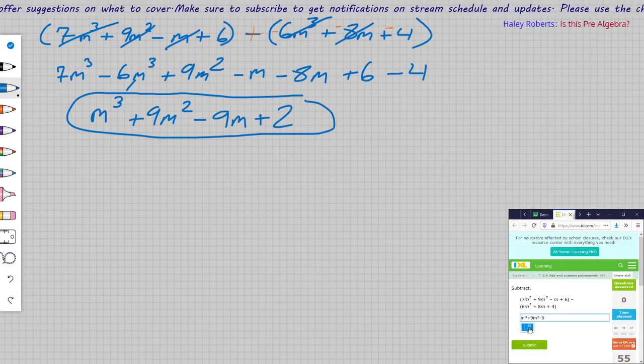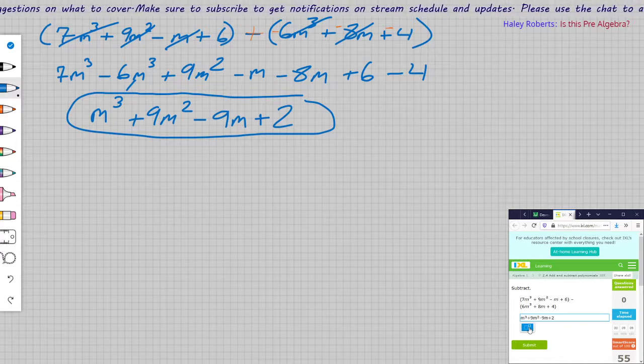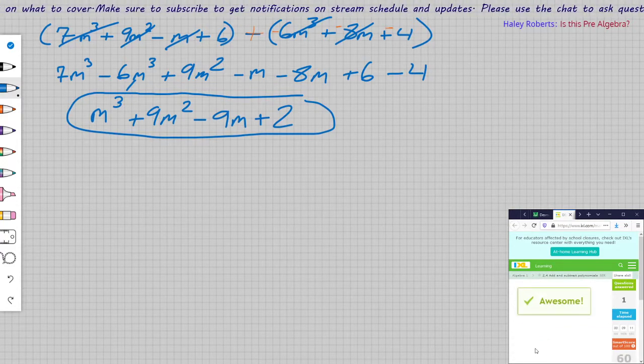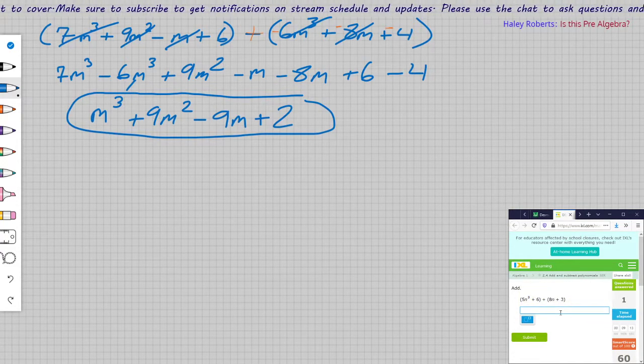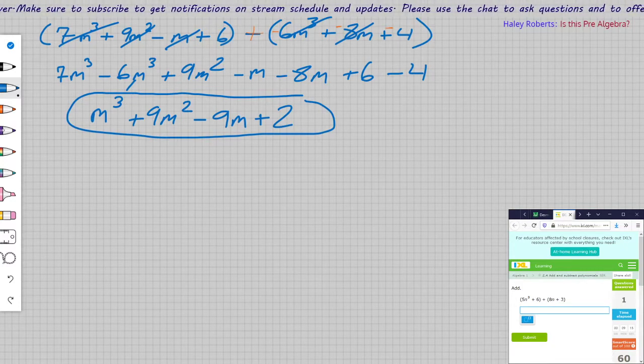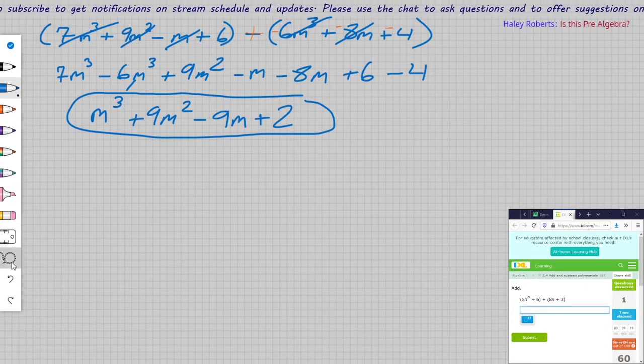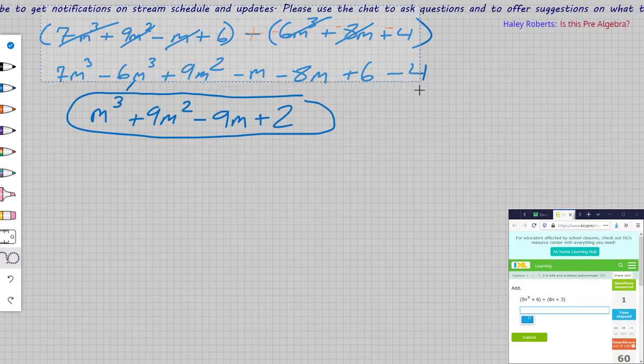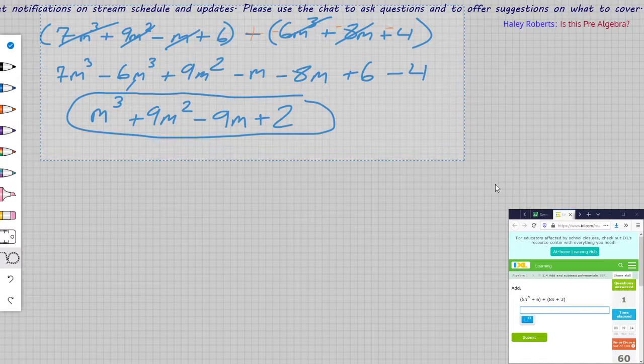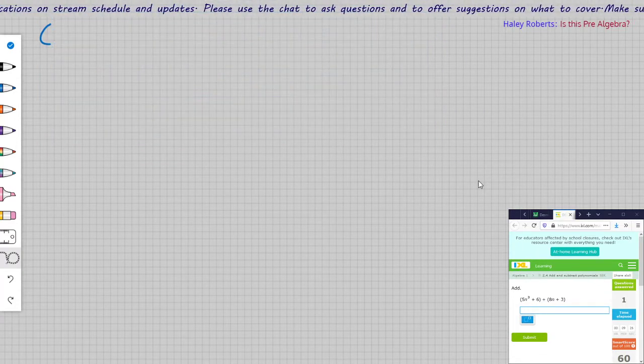Minus 9m plus 2. Awesome. Alright, so let's try another one. And then I'm going to do some with the algebra tiles, and then I'm going to work with some on the perimeter aspect of this, because there was one question, I think, on the independent practice that had it with perimeter.